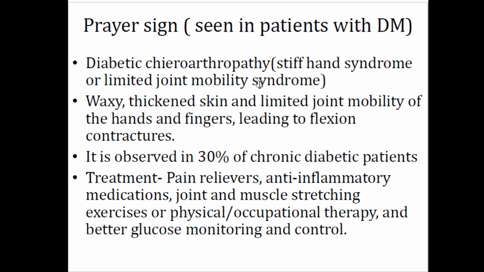These are chronic diabetic patients with prolonged disease, and it occurs in 30% of them. You see waxy thickened skin and limited joint mobility of the hands and fingers, which eventually leads to flexion contractures. The treatment is basically anti-inflammatory medication, pain relievers, exercise, or physical therapy, and the most important is better glucose monitoring and control.